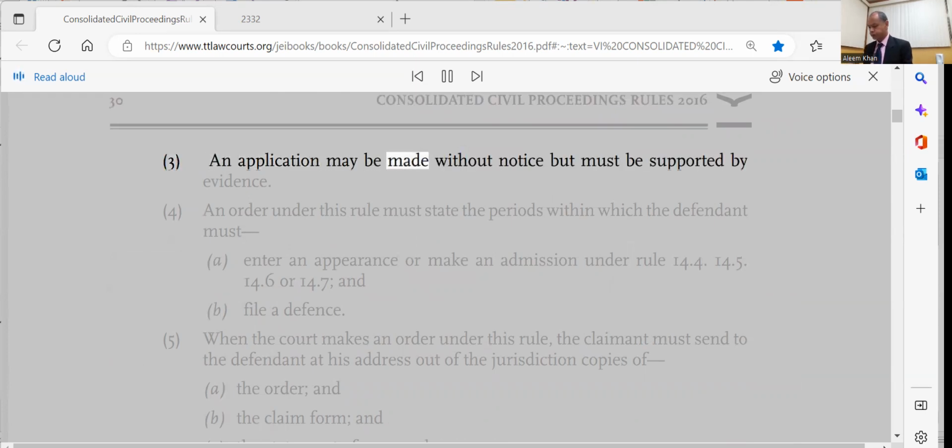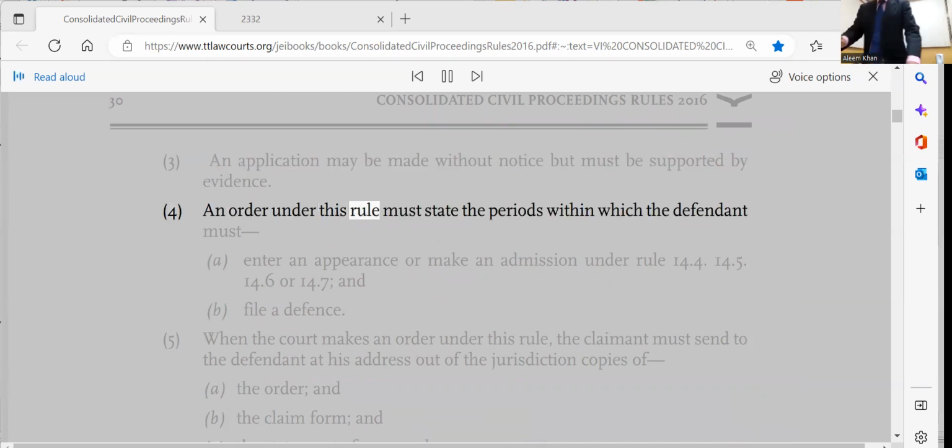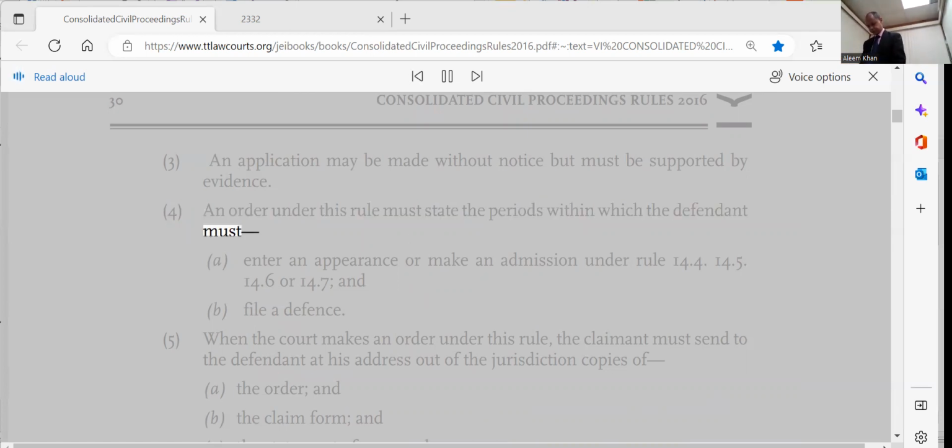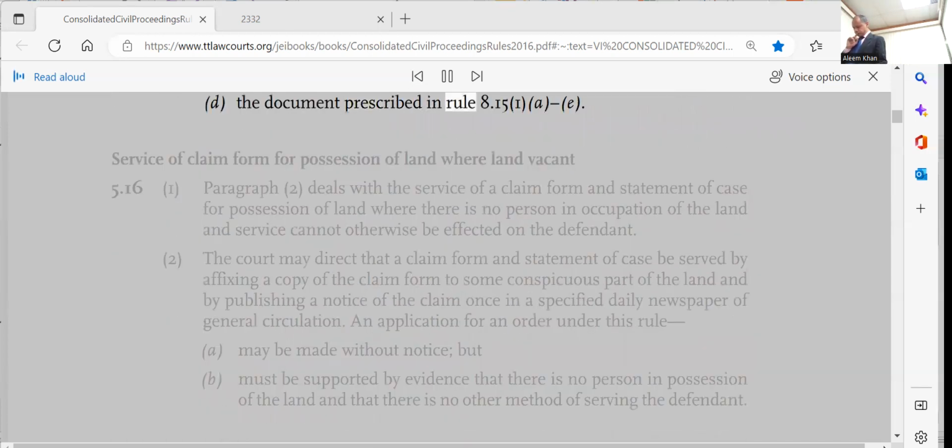3. An application may be made without notice but must be supported by evidence. 4. An order under this rule must state the periods within which the defendant must a. Enter an appearance or make an admission under Rule 14.4, 14.5, 14.6 or 14.7, and b. File a defense. 5. When the court makes an order under this rule, the claimant must send to the defendant at his address out of the jurisdiction copies of a. The order, and b. The claim form, and c. The statement of case, and d. The document prescribed in Rule 8.15 1a-e.